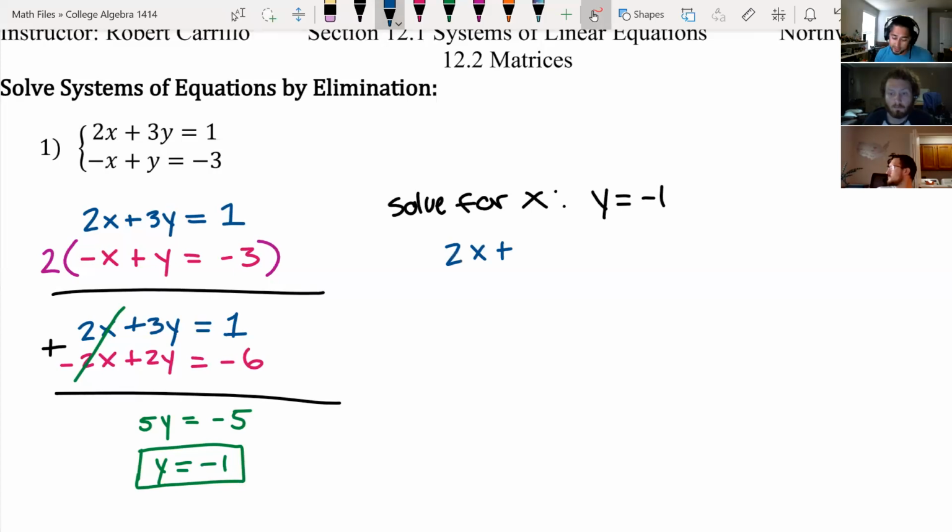All right. And then for this next part, since we have y equals -1, you can now plug it into either equation 1 or equation 2 to help you solve for x. It does not matter. You'll get the same answer.